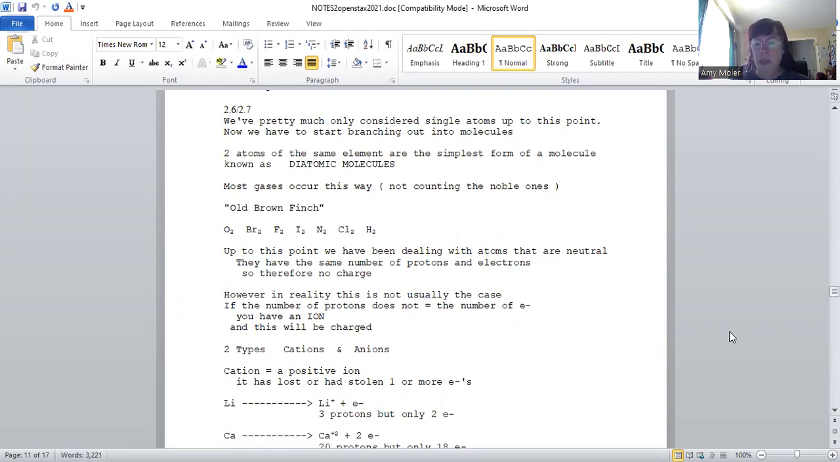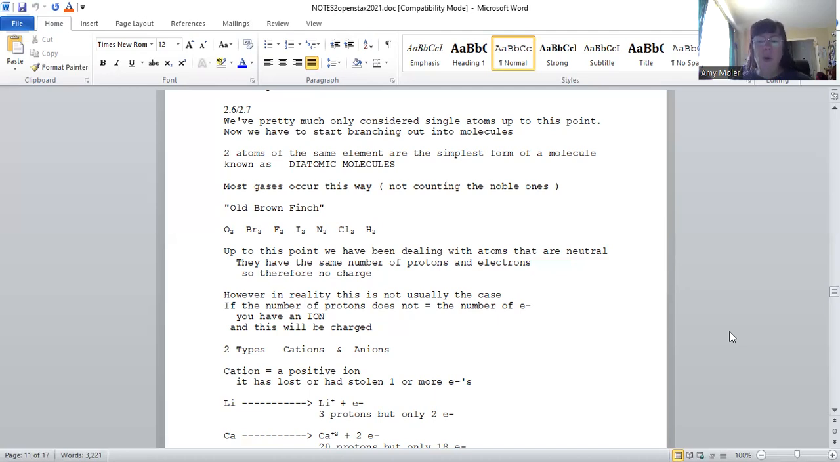I'm a mnemonic person, so I like the old brown finch as a way to help you remember which elements tend to do this a great deal. We have old brown finch, so oxygen, bromine, fluorine, iodine, nitrogen, chlorine, not carbon, and hydrogen.